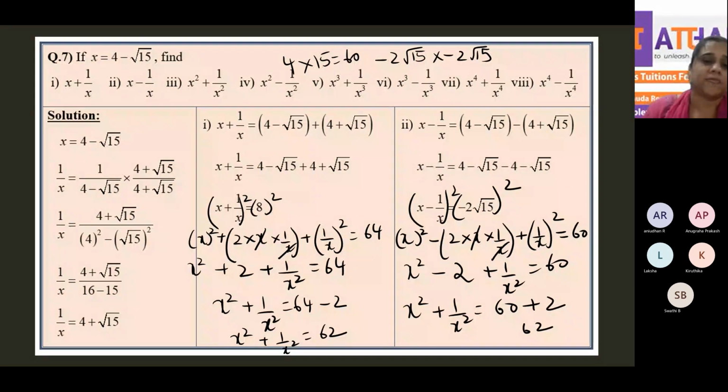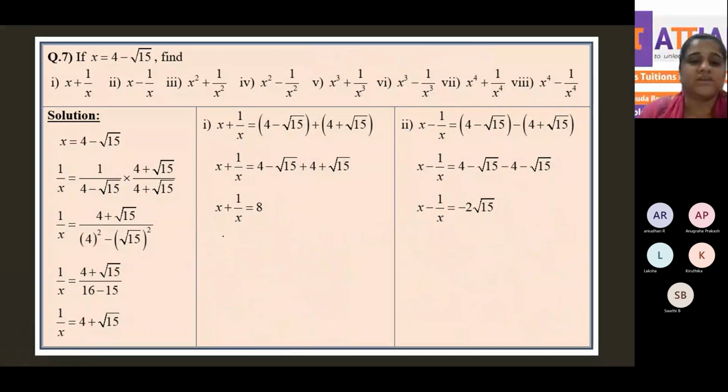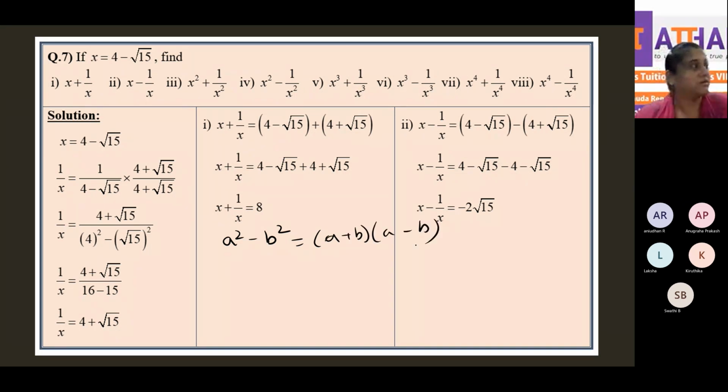Okay. Next, what is a square minus b square, children? A plus b into a minus b. Very good. A square minus b square is a plus b into a minus b.